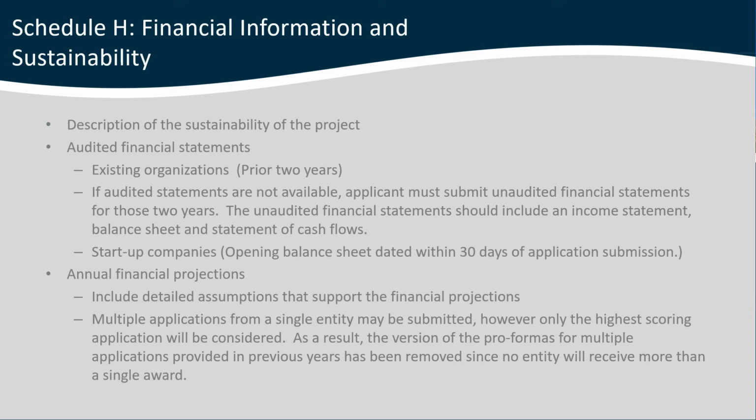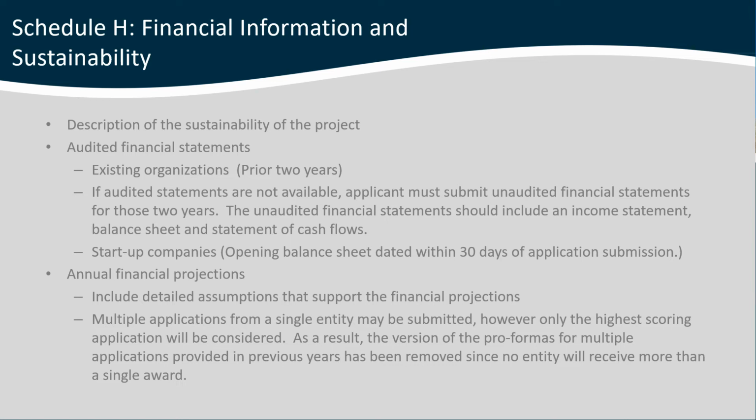Schedule H is the financial information and sustainability. So it's a description of the sustainability of the project. We ask for audited financial statements for the prior 2 years. However, if audited statements are not available, the applicant must submit unaudited financial statements for those 2 years. The financial statement should include an income statement, balance sheet, and statement of cash flow. Startup companies have to provide an opening balance sheet dated within 30 days of application submission.